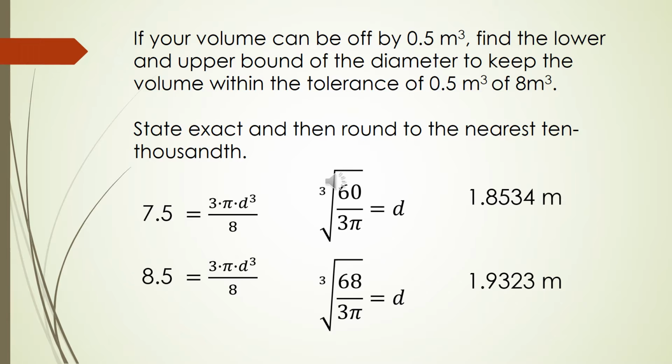Setting both of those values equal to our volume formula and solving, 7.5 times 8 is 60, divide by 3 pi, and then take the cube root to get d. The lower bound is the cube root of 60 divided by 3 pi, or approximately 1.8534 meters. The upper bound will be 8.5 times 8, or 68, divided by 3 pi, and then to get d, take the cube root, and the upper bound of the diameter is approximately 1.9323 meters.